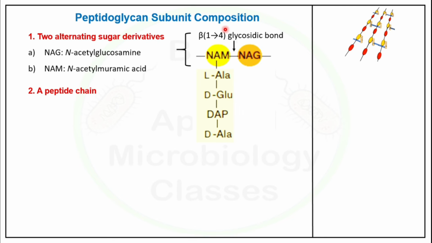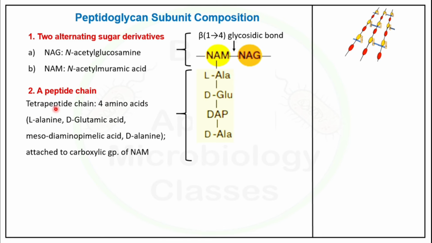Now we are coming towards another part, understanding of subunit. What is that? A peptide chain, right? Peptide chain, we all know it is actually made up of what? Peptide chain is made up of amino acids, right? And if we talk about amino acids, how many amino acids are lined up here to form the peptide chain? Then we should know four amino acids. 1, 2, 3 and 4, right? Four amino acids. That's why we call it a tetrapeptide chain. A tetrapeptide chain is attached.